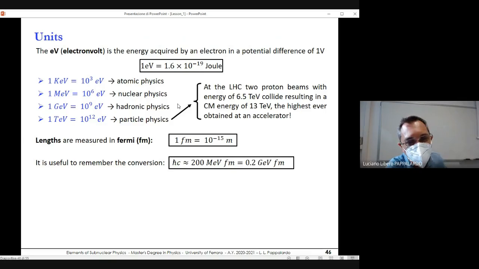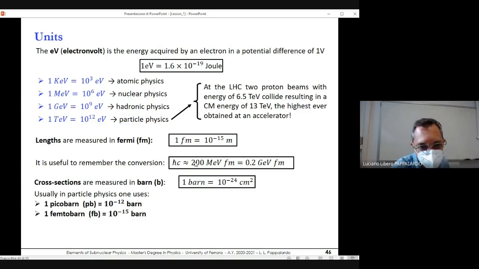Lengths are measured in Fermi, and 1 Fermi is 10 to the minus 15 meter, which is roughly the size of the proton. It is also useful to remember this conversion that we will use a lot in solving exercises. So h bar c is of the order of 200 MeV per Fermi, or 0.2 GeV per Fermi. This is also easy to remember, and we will apply it several times.